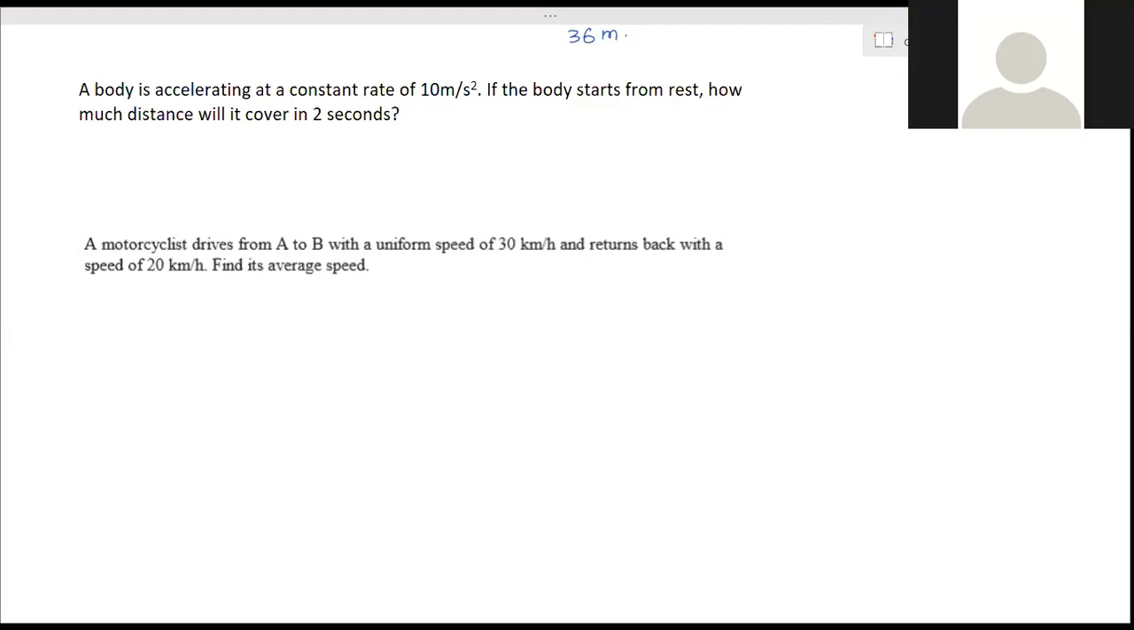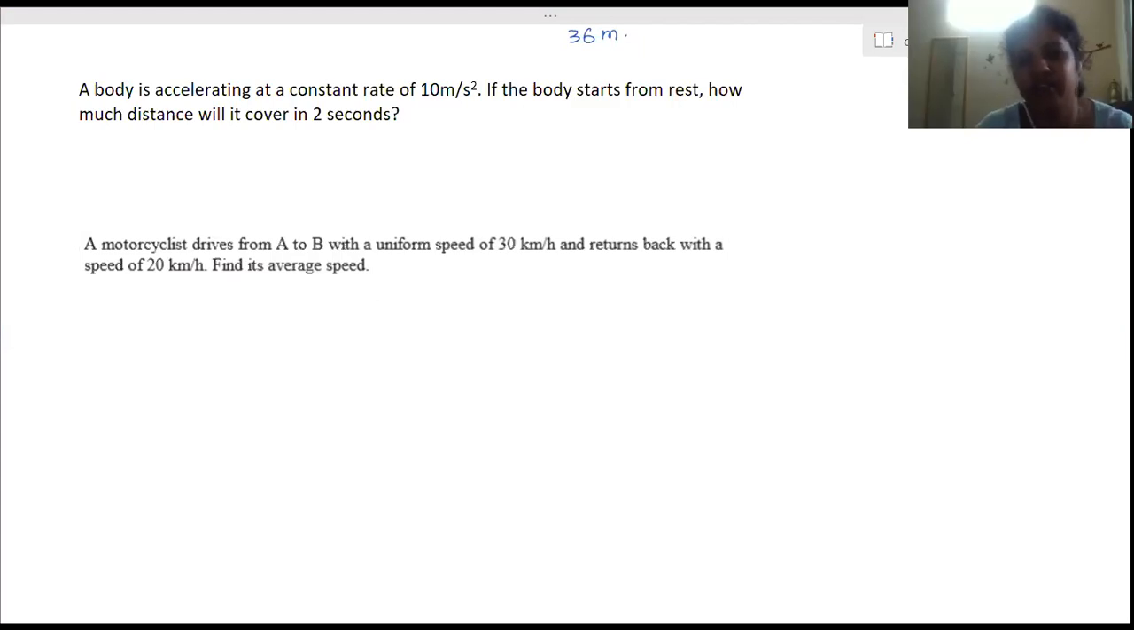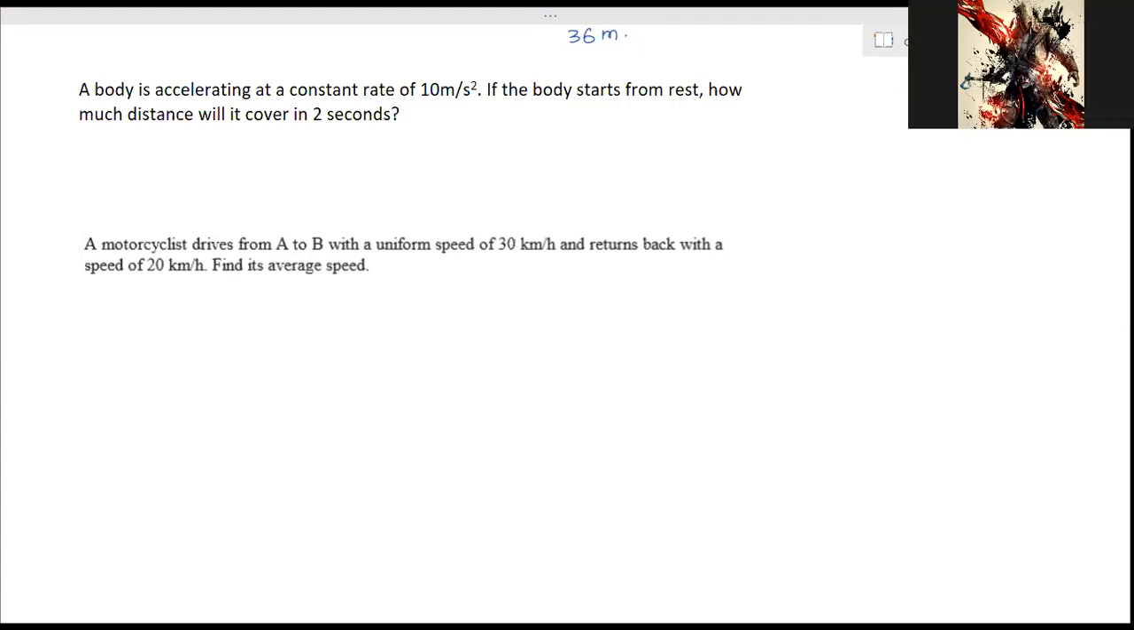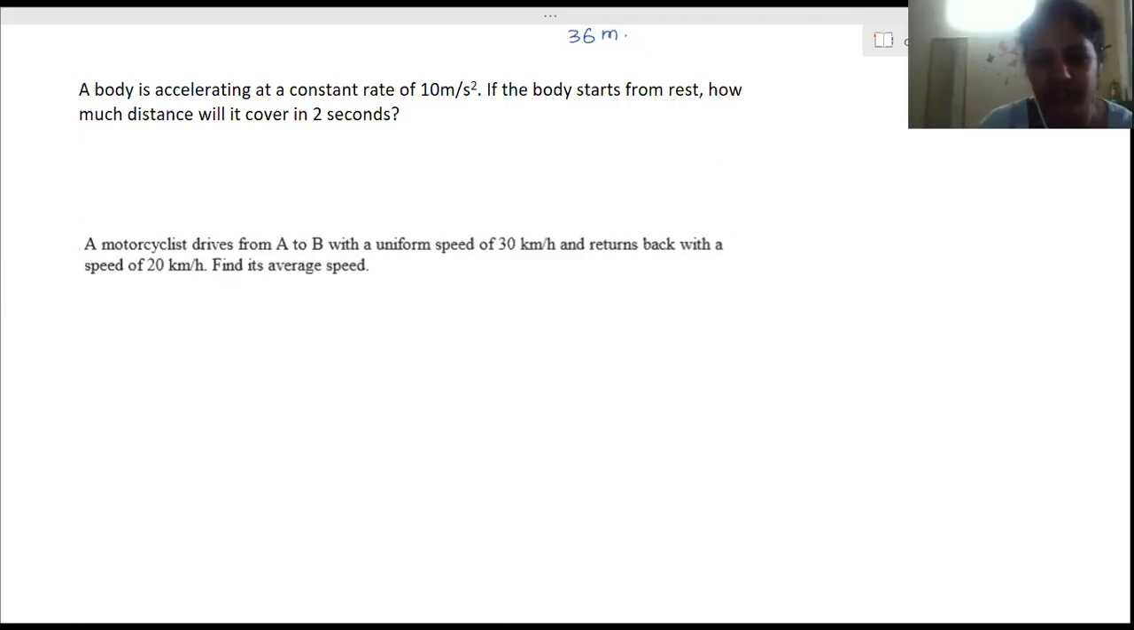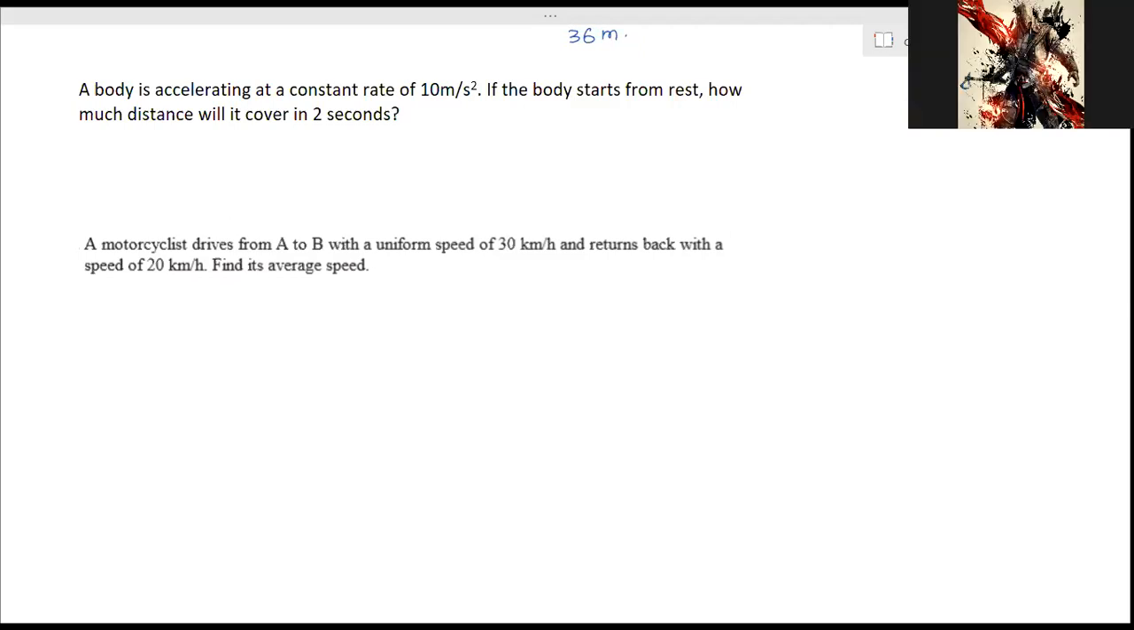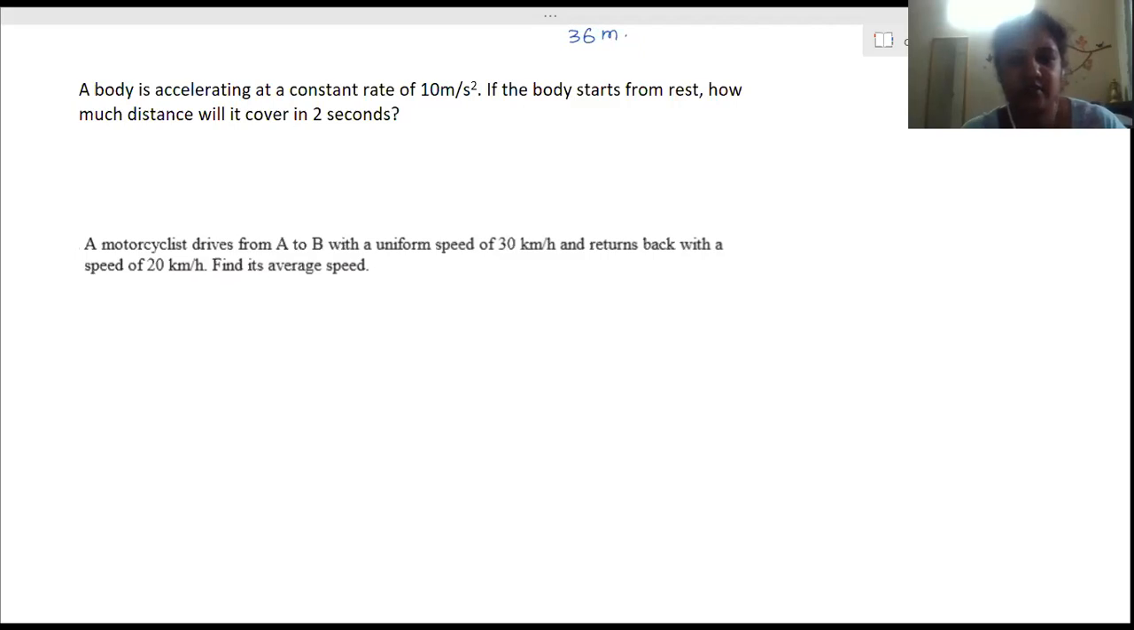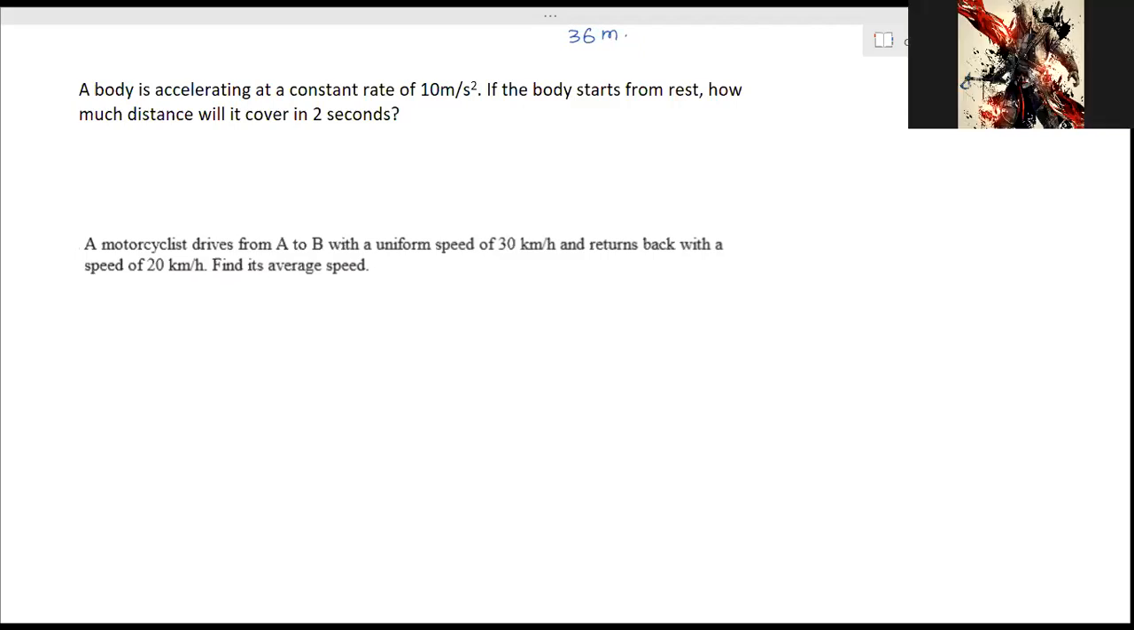Ma'am, in this question, can we directly add the speeds and divide it by 2? No, you cannot. Here the speed has been changed two times, at different time periods. Single time period change is not there. Is it 24 kilometer per hour? Yeah. Ma'am, can I tell it?